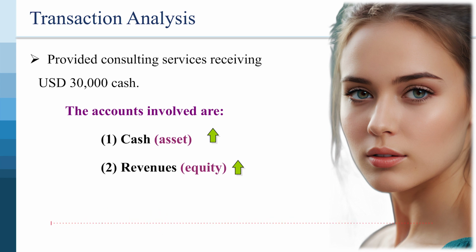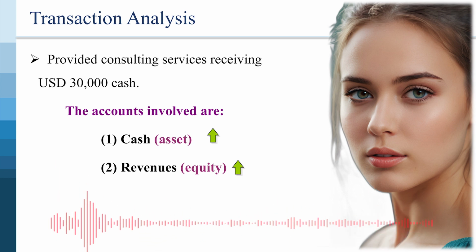The accounting equation. The fundamental accounting equation is assets equals liabilities plus equity. This transaction affects the equation as follows. Assets increase. Cash goes up by $30,000. Equity increases. Revenue, which is part of equity, goes up by $30,000.